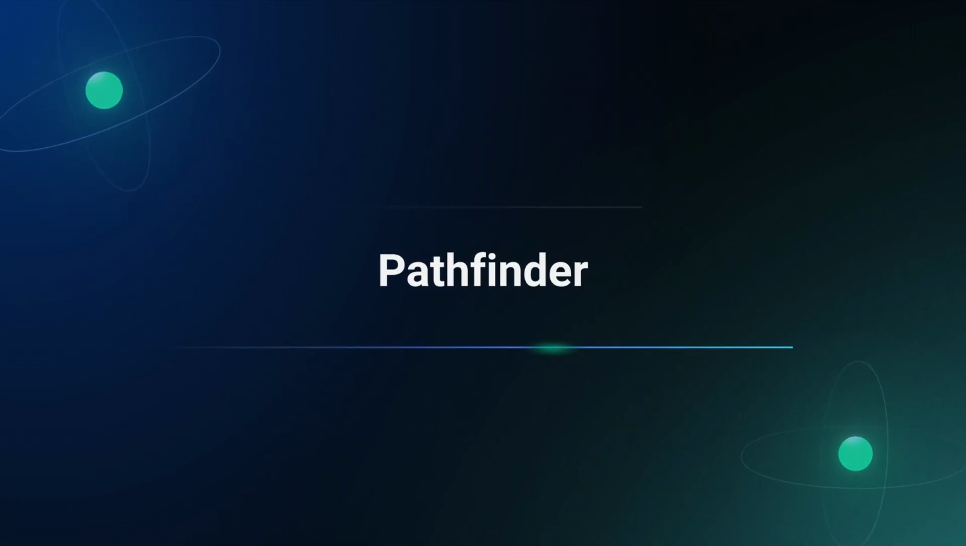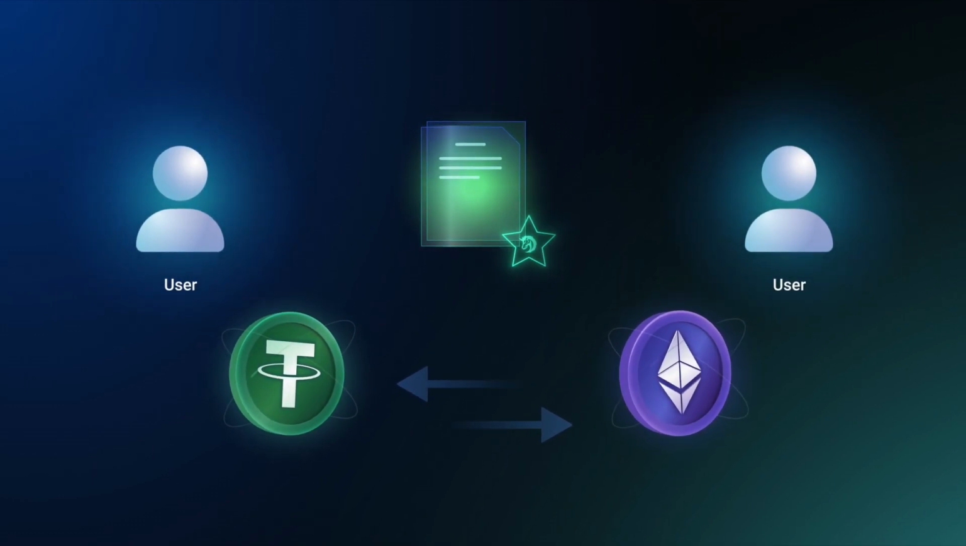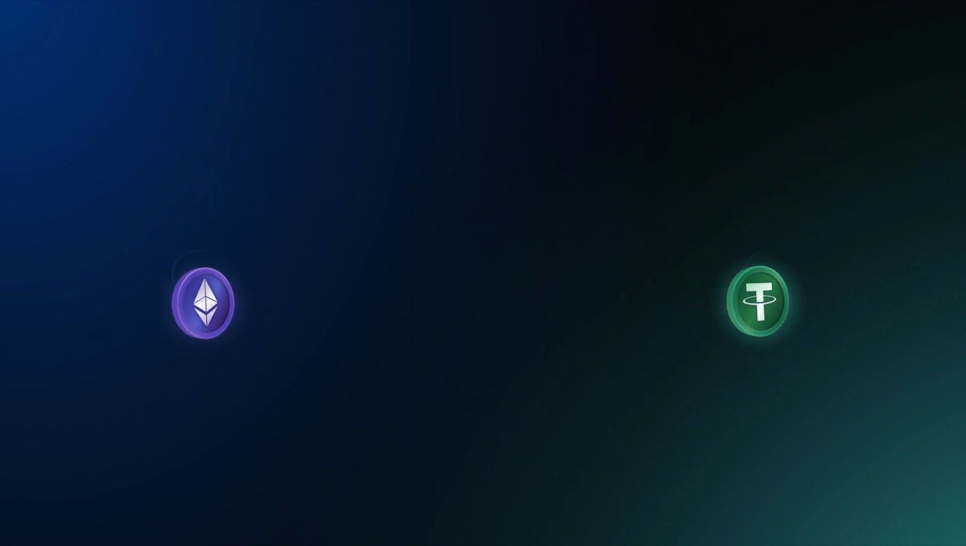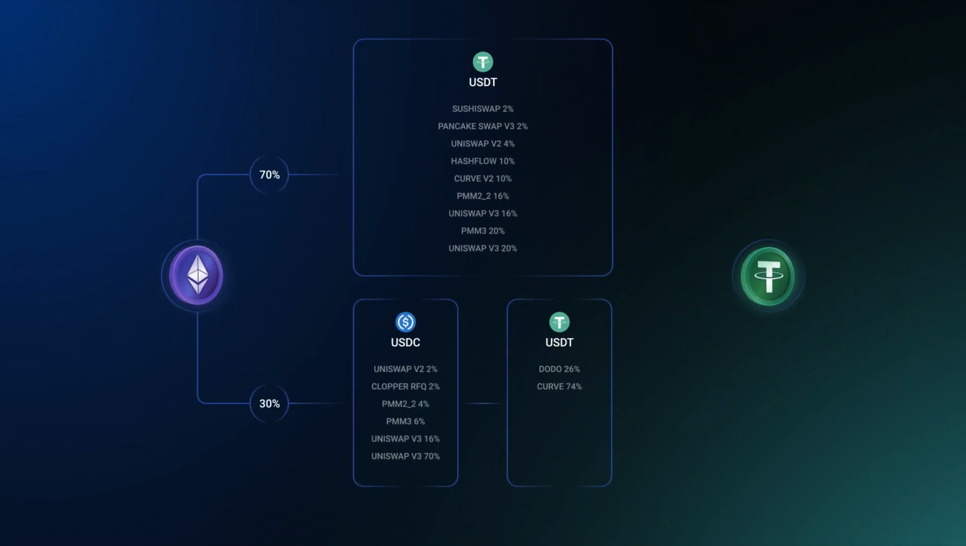Pathfinder. 1-inch's Pathfinder, an API containing a discovery and routing algorithm, finds the best possible paths for a token swap, splitting it across several DEXs and different market depths of the same exchange.